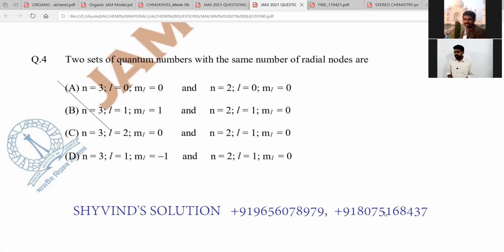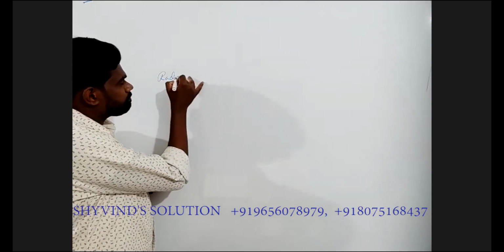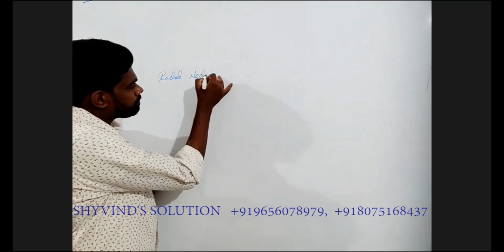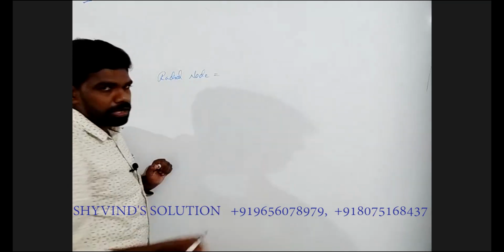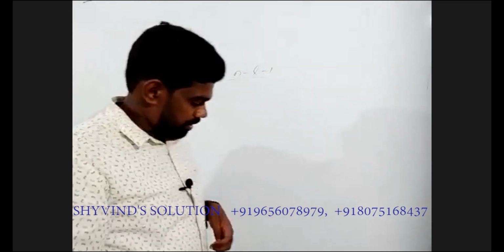The next question: two sets of quantum numbers with the same number of radial nodes are. Let's see how to solve this. The number of radial nodes equals n minus l minus 1. This is the equation for the number of radial nodes. n is the principal quantum number, l is the azimuthal quantum number.